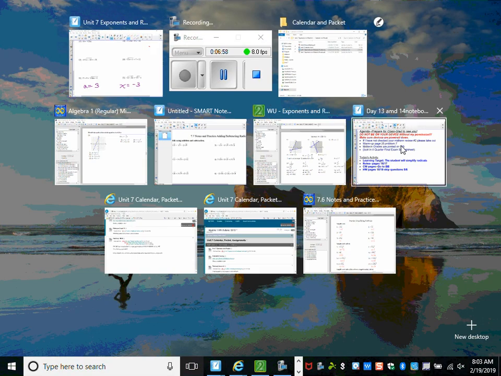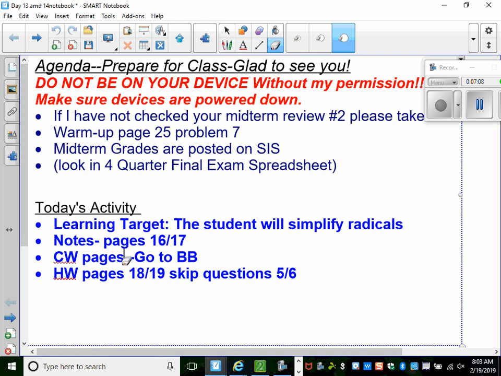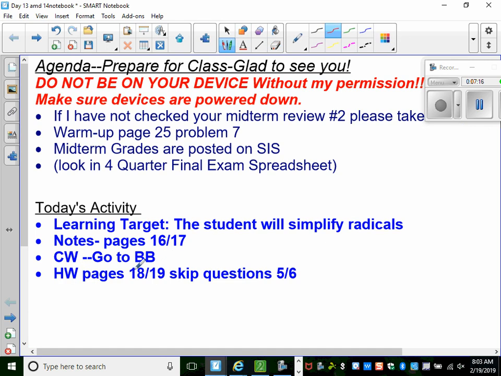Let's go back to the agenda so you can see what you're doing. We just finished the notes for 16 and 17. Now you're going to go to Blackboard, and your classwork is right there on Blackboard. You'll have to do these problems, of course, in your spiral notebooks. Then you're doing pages 18 and 19, blocks 1, 2, and 3. We'll skip 5 and 6. Blocks 4 and 7 will do everything on pages 18 and 19.